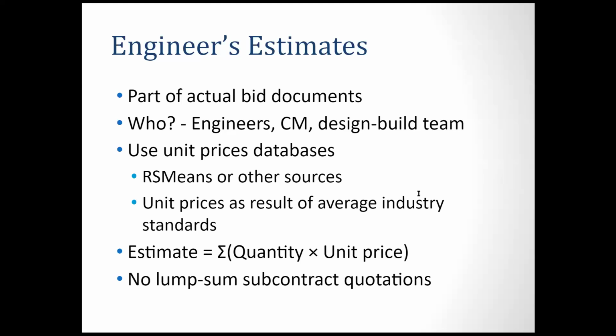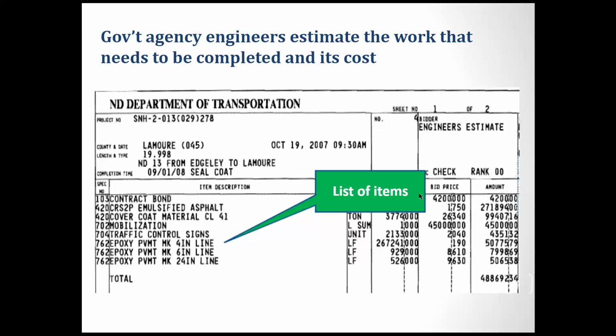So there's no lump sum subcontract quotation. It only contains the quantities for non-subcontract things. If you have a subcontract, the engineer's estimate will not provide that part. You're going to ask the subcontractor directly for a quotation, right? So this example is from the North Dakota Department of Transportation. For a transportation project, usually the unit is linear feet, and for materials, tons or volumes, right?